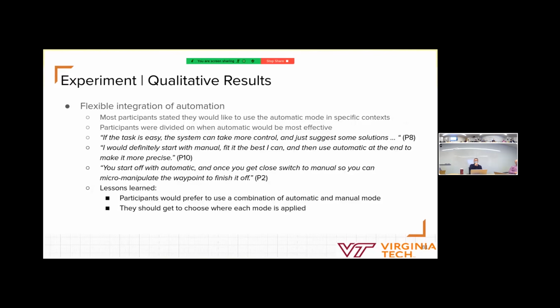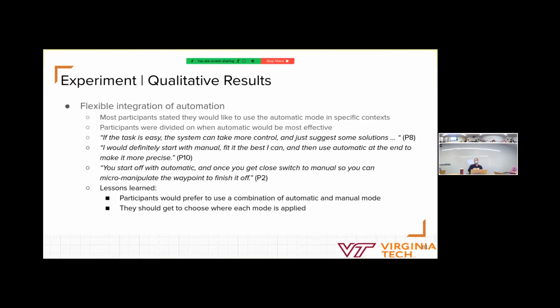We also found some interesting things in this category of flexible integration of the automation. We learned that participants would prefer to use a combination of the automatic and manual mode, and they would like to be able to choose where each mode gets applied. For example, some people thought it'd be best to use automatic at first and then use manual to fine tune the end point.